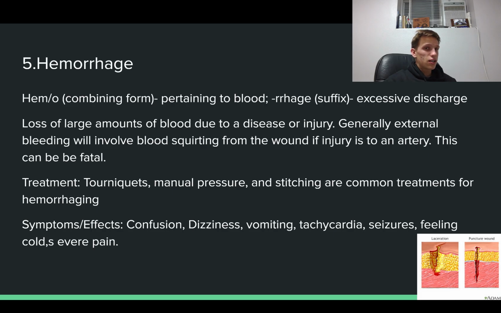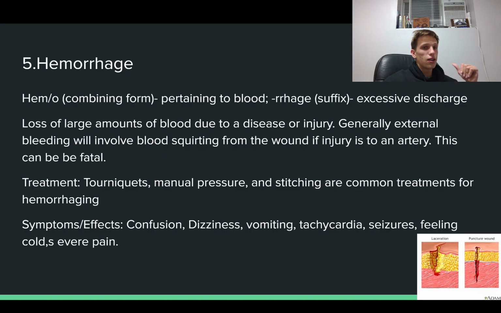Hemorrhaging. Now, hemorrhaging is excessive bleeding. This can lead to bruising on the skin, or if it's an exterior bleed, it's usually to an artery, and you will see spurting blood if so. This is very, very dangerous as you can run out of blood. There is also internal bleeding, but you have to go to a hospital for that immediately as you can't treat yourself.